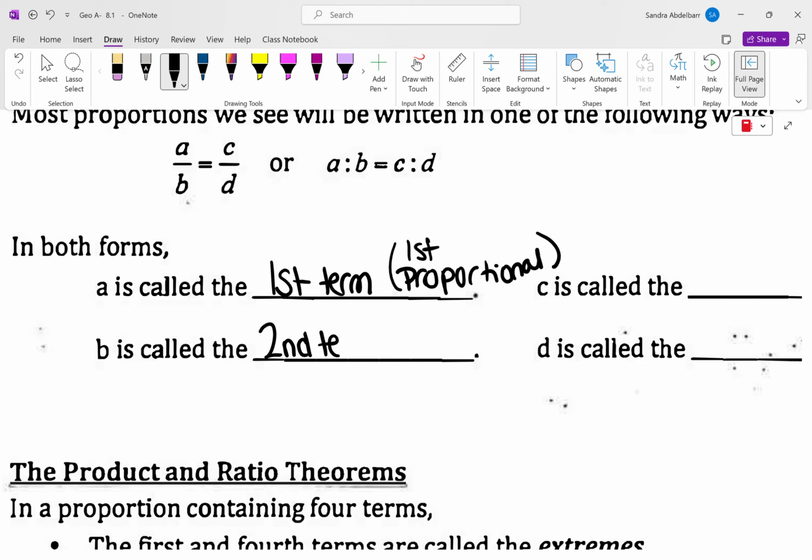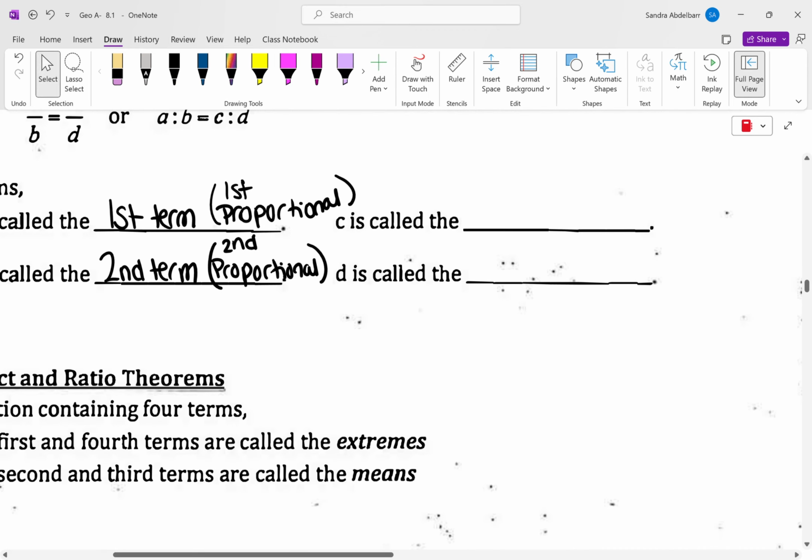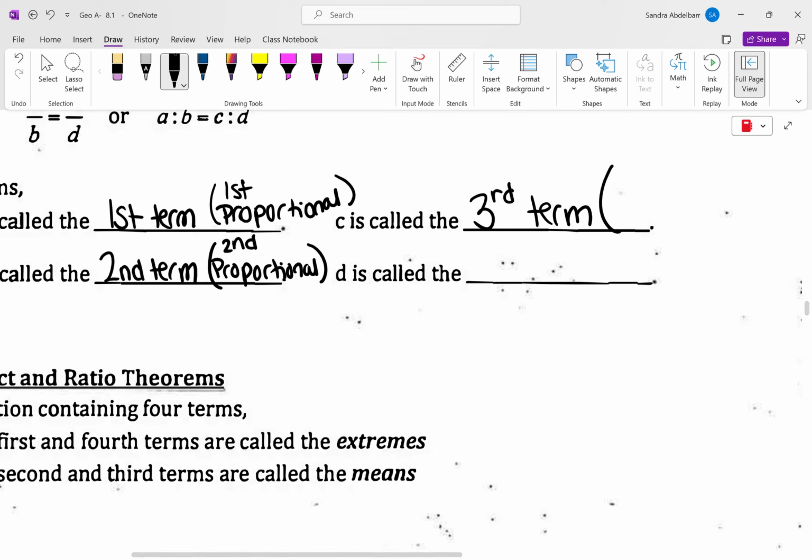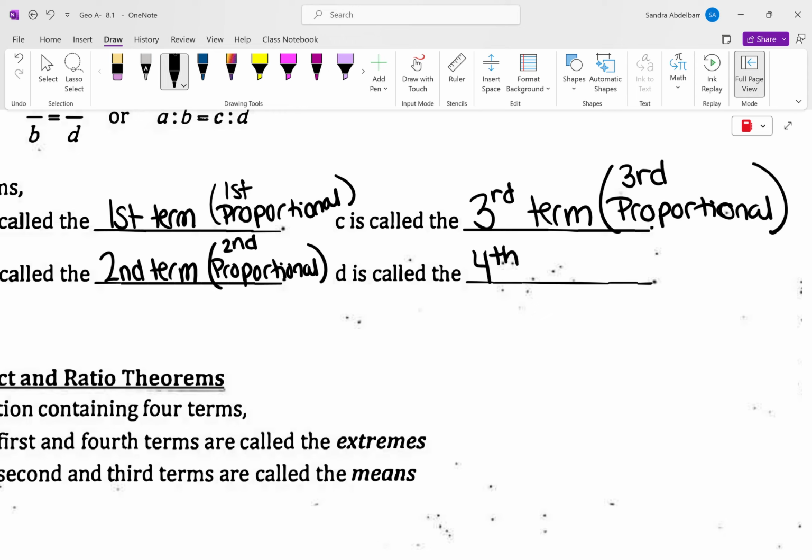Alright, the B is called the second term, also sometimes called the second proportional. C is called the third term, sometimes called the third proportional. And D is called the fourth term, also called the fourth proportional.